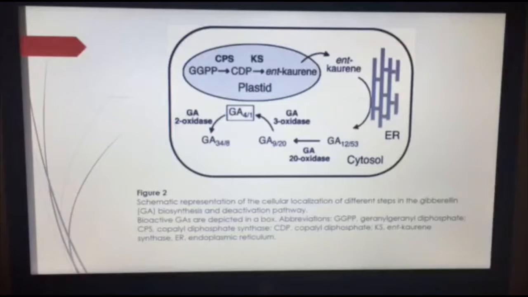The enzyme that undertakes GA formation is a proplastid-located ent-copalyl diphosphate synthase, called CPS, which catalyzes the conversion of geranylgeranyl diphosphate, GGPP, to ent-copalyl diphosphate, CDP. Copalyl diphosphate is subsequently converted to ent-kaurene by the action of ent-kaurene synthase, called KS. Then membrane-associated cytochrome P450 monooxygenases catalyze sequential oxidation of ent-kaurene.